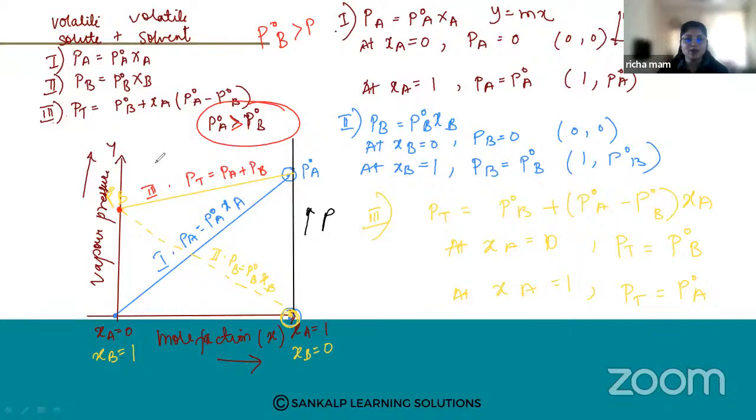So this was case one, where you have volatile solute and volatile solvent. Both are volatile in nature. Now we are going to discuss case two.